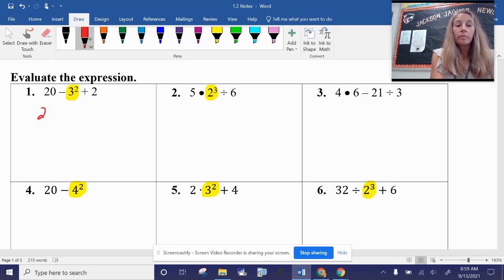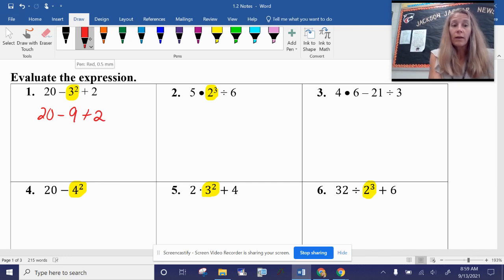Number 1, 3 to the second power is 9. Then I only have addition and subtraction left, so I'm going to go from left to right. 20 minus 9 is 11. 11 plus 2 is 13.